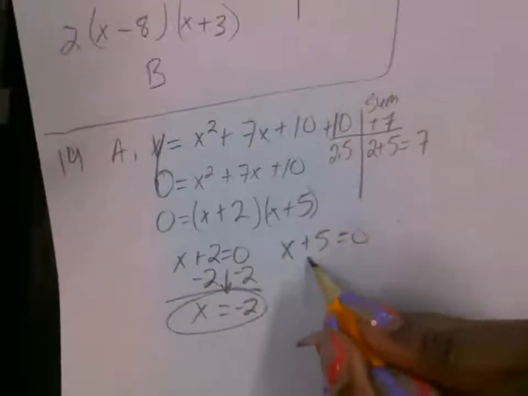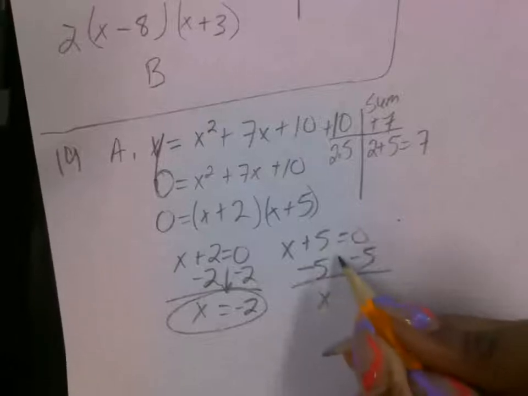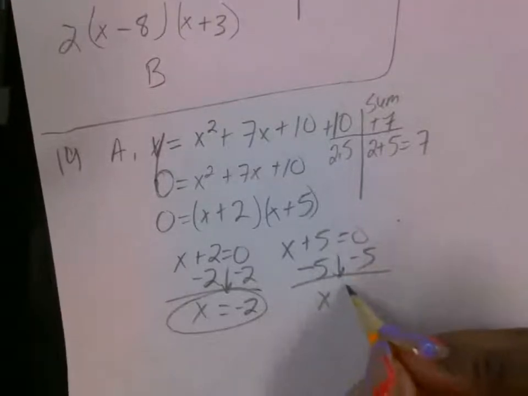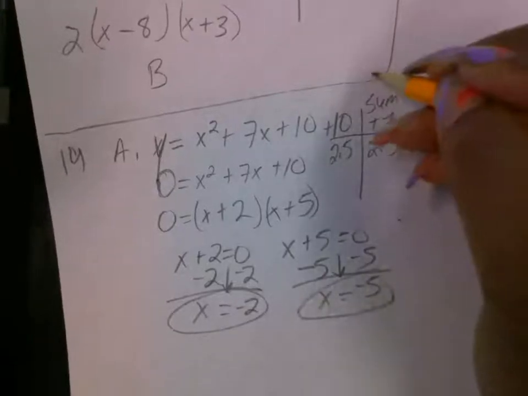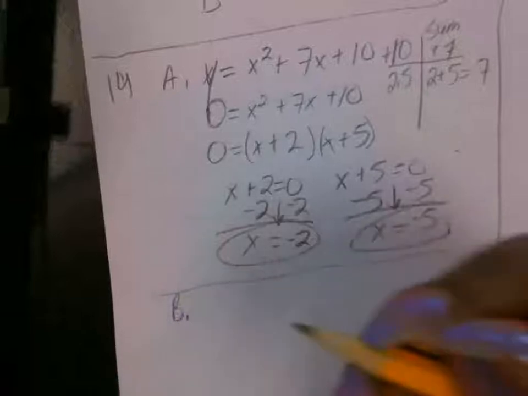And here, to get x by itself, you subtract 5. So your x value here is going to be a negative 5. Okay? Neither one of them have a positive 7. So let's move to B.